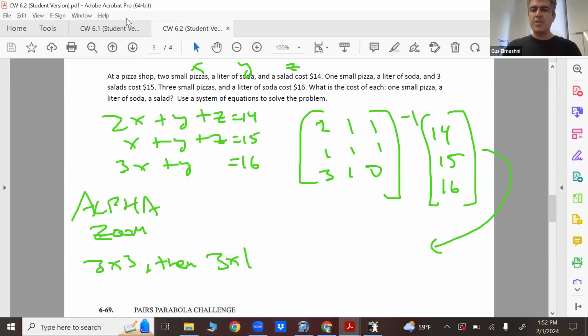Let's look at the second equation. Do you guys see the mistake I made? I didn't do this on purpose. I really did make this mistake. Look at the second equation. Do you guys see what's wrong? 1 small pizza, 1 liter soda, and then how many salads? No, look at the second sentence. 1 small pizza, 1 liter soda, and 3. I put 1 accidentally.